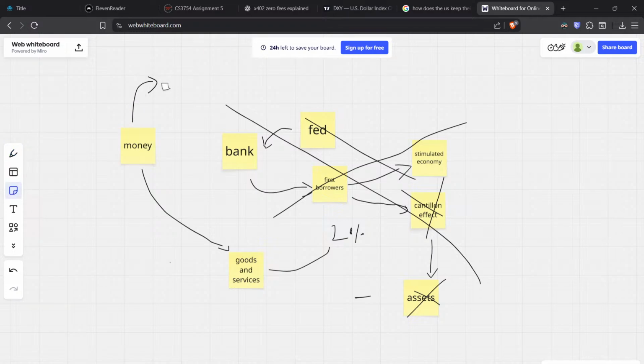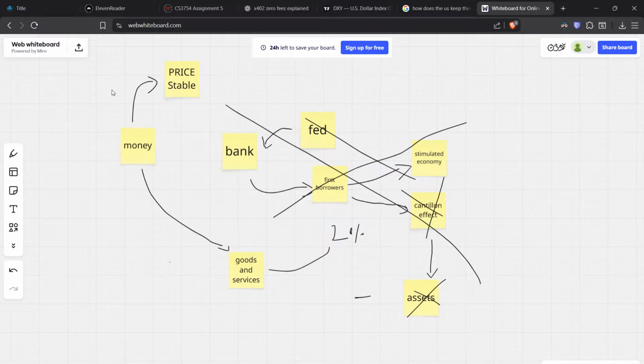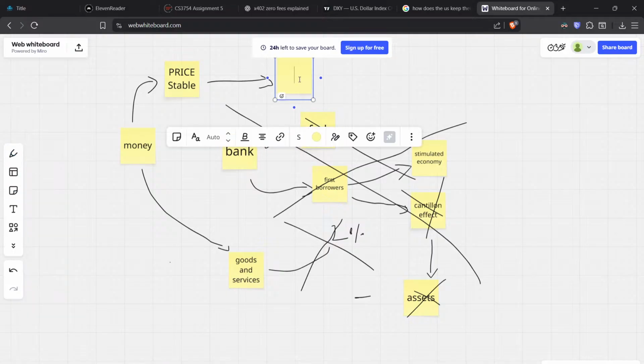When I say stable, what do I mean by stable? I mean price stable. So what does price stable mean? When I say price stable, I don't want 2% inflation. I don't want 2% deflation. I want 0% inflation or deflation. Idealistically, of course. Or I guess 0% inflation.